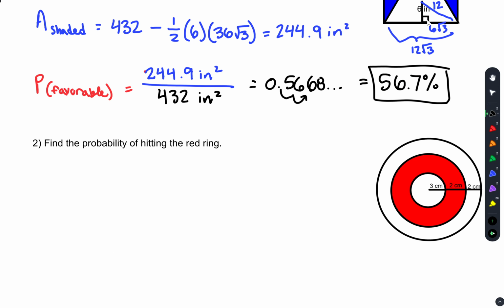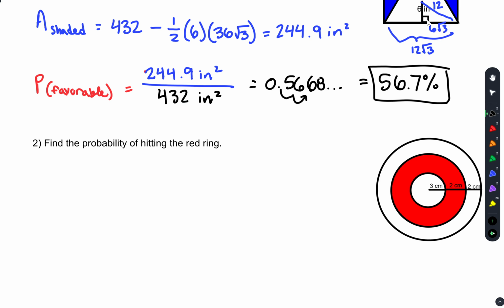So number 2, same idea. We're going to do it with circles. Remember, I'm trying to emphasize the idea of not rounding until we absolutely have to. So especially when we talk about circles, I'm going to try to leave my answers in terms of pi. So the first thing I need to do, find the probability of hitting the red ring.